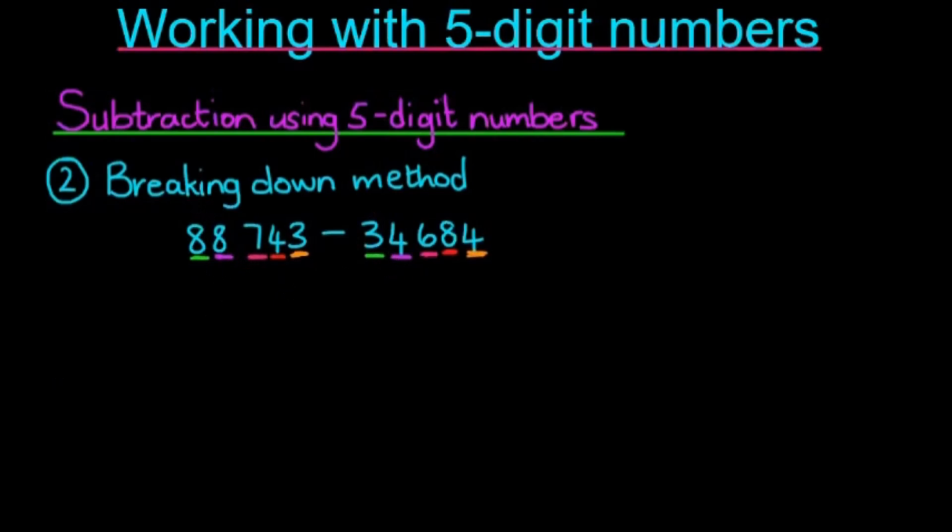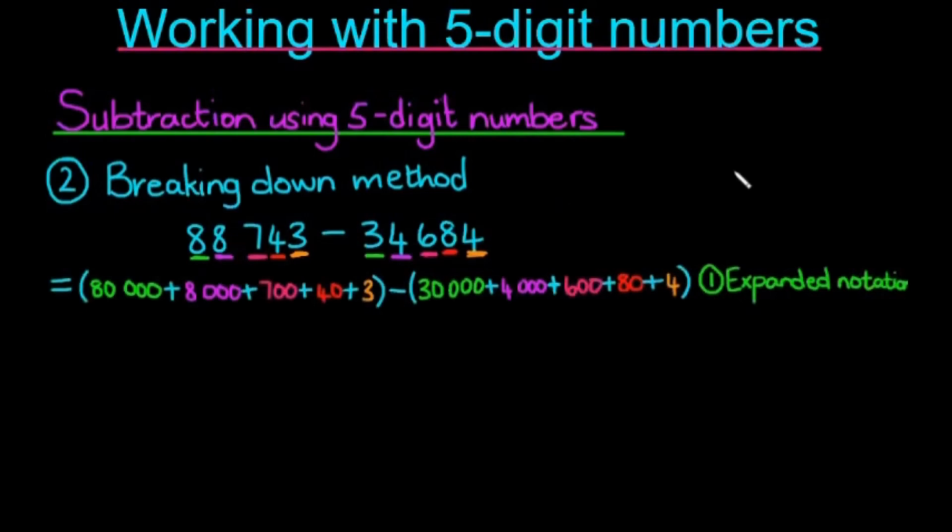And if I have to express that in our first line, that brings us to our first part of the solution, where we have to use expanded notation on both numbers. So here you can see I've separated it into its place values. So in our first bracket, I have 80,000 plus 8,000 plus 700 plus 40 plus 3. And I'm going to subtract in the second bracket 30,000 plus 4,000 plus 600 plus 80 plus 4.